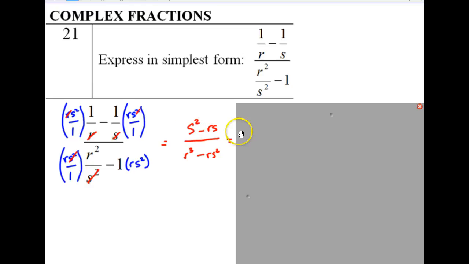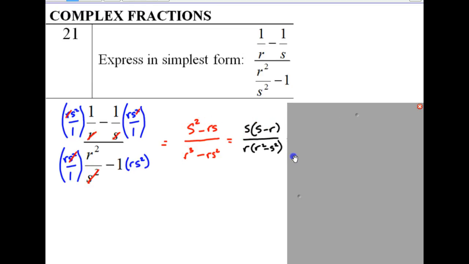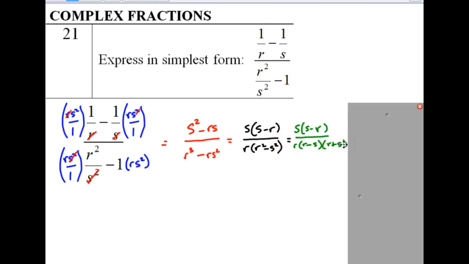Factor. If in doubt, factor it out. Up in your numerator, you've got a GCF. Denominator, you've got a GCF. Okay? S and r respectively. I see some factoring that can take place down in this denominator. It's a difference of two squares. Factor that out. R minus s, r plus s.